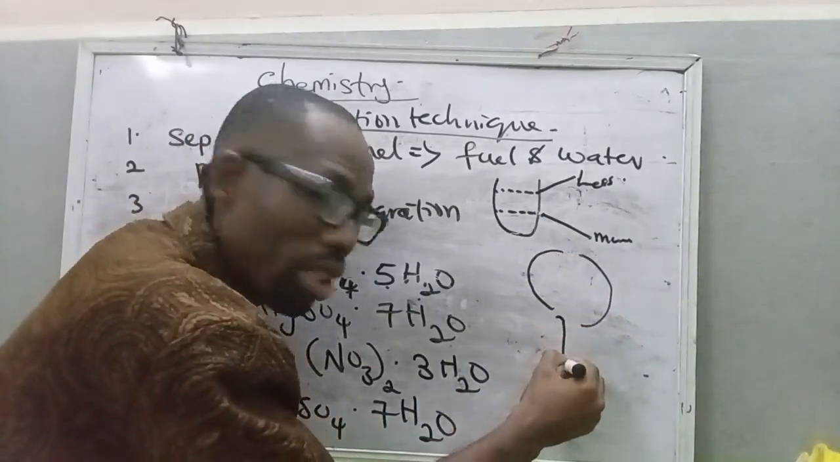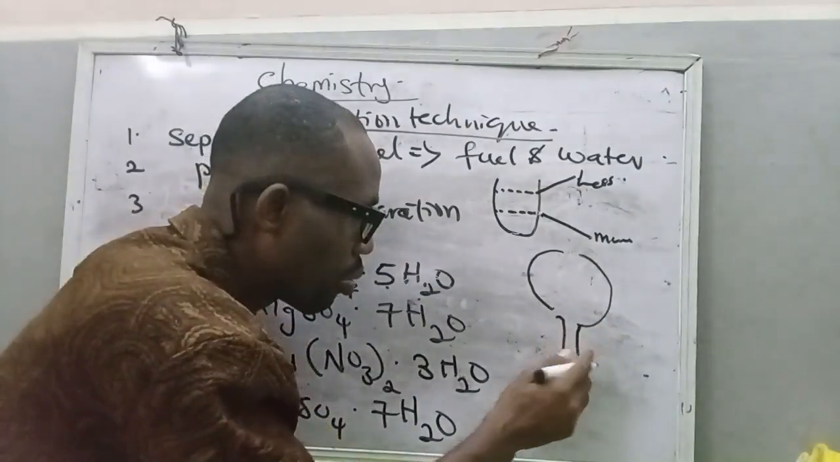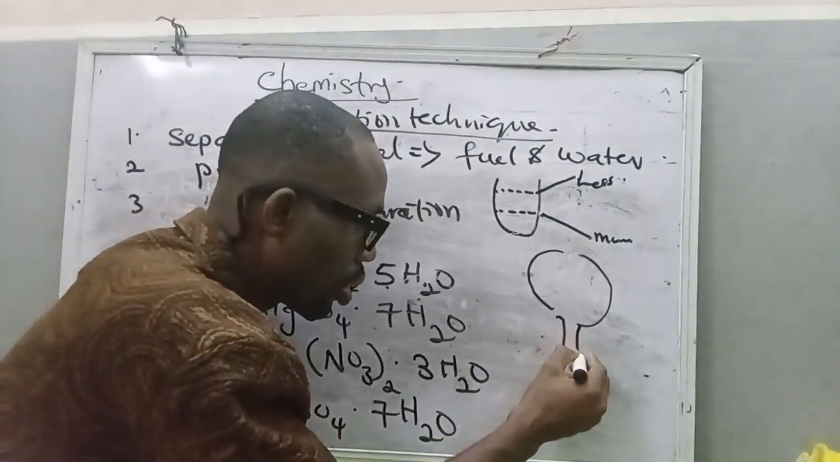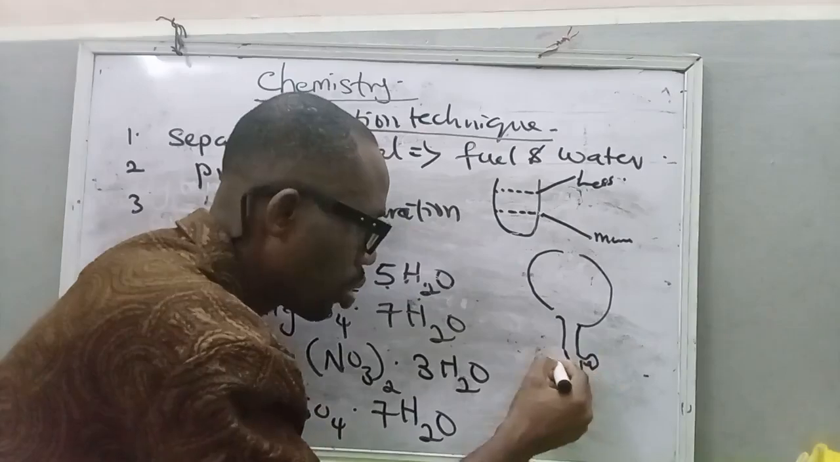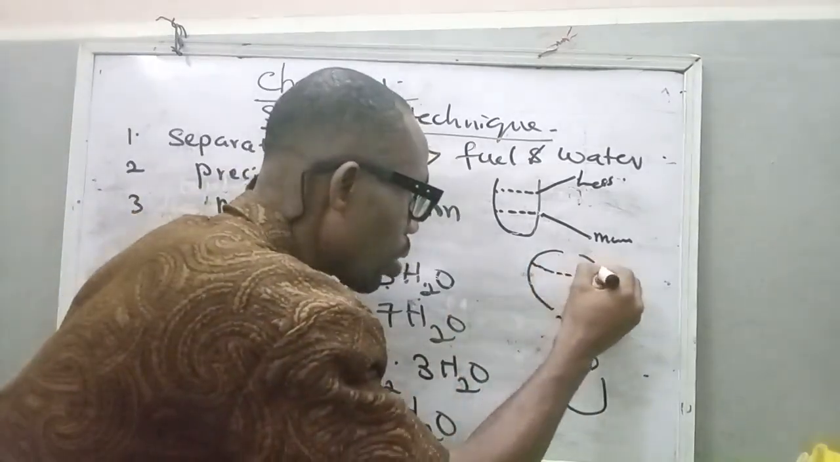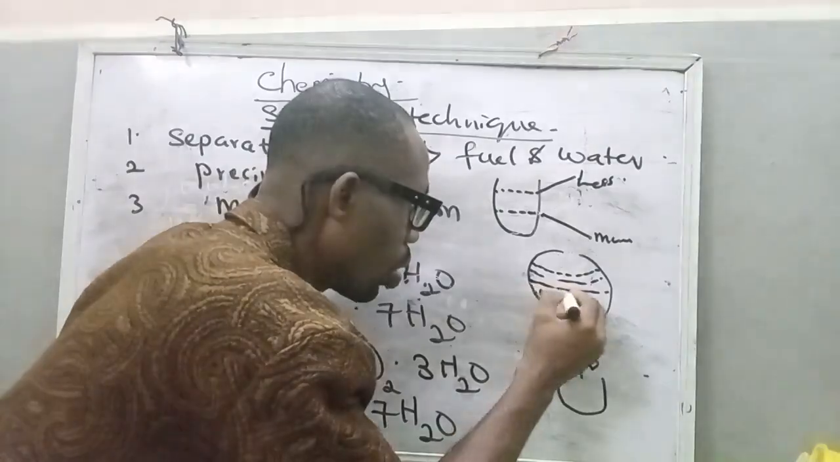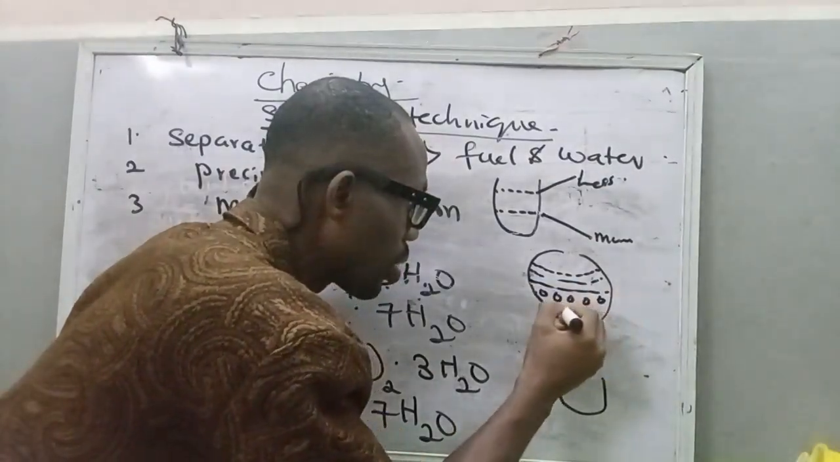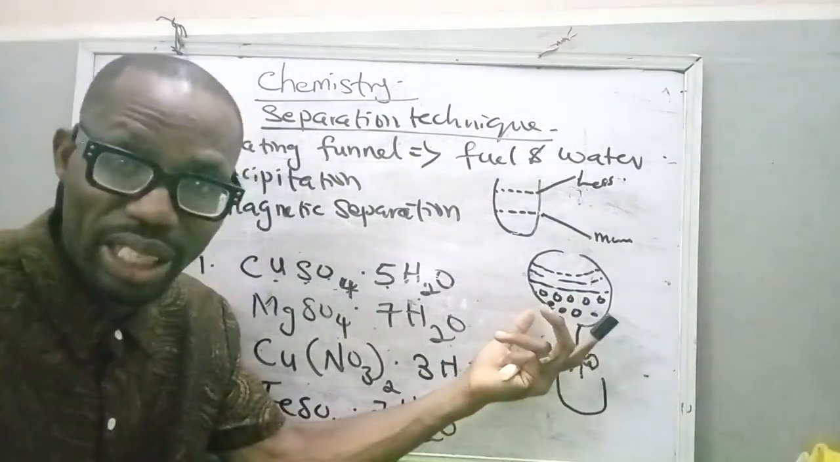Then around here, are you following me? Can you see? Good. Around here, you have a tap. Then this is the container. Now, in this case, you have a less dense fuel at the top, then you have a higher dense water at the bottom, having the formation of decantation process.